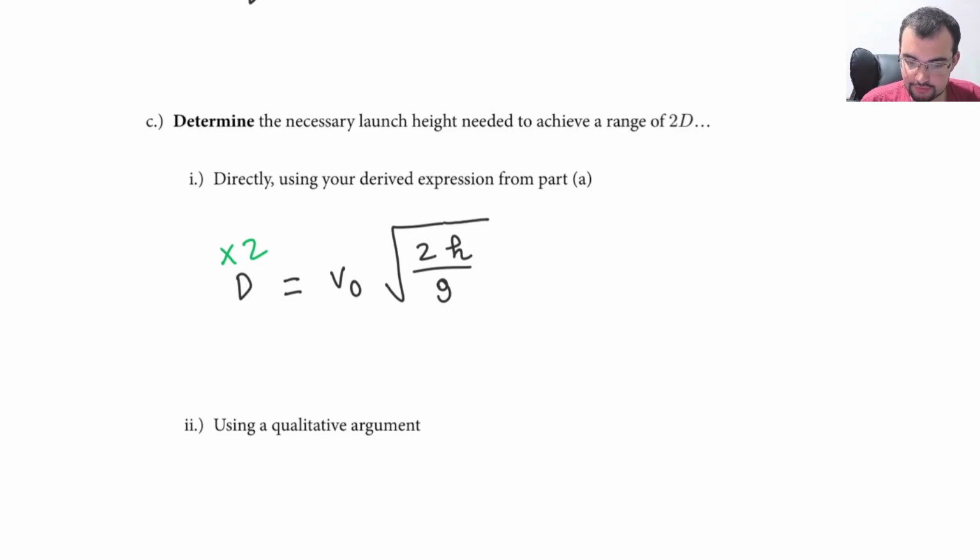Well, notice that what we need is this quantity that contains h to double. And since h is under a square root, we need to ask ourselves, what do we have to square root to get out 2? Well, that means we have to multiply the h by 4. So this would be 4h.